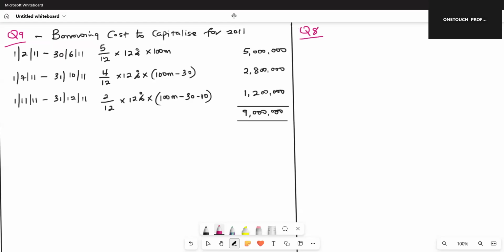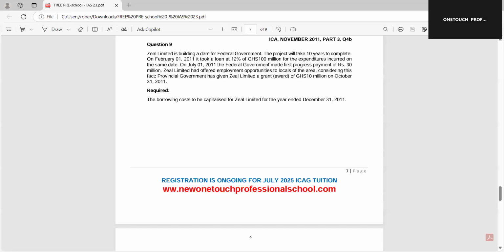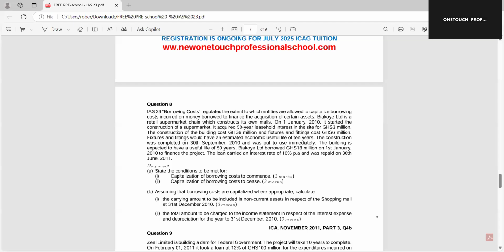Okay, let's go to that question so that you go and read and then let's see if you have a problem with that. So the A part there, these are all theoretical questions that we know. Let's go to the B part. Assume that borrowing costs are capitalized where appropriate. Calculate the amount to be included in the non-current assets in respect of the shopping mall. Two, the total amount to be charged to the income statement in respect of interest expense and depreciation. There's a question of PPE and the borrowing costs put together.